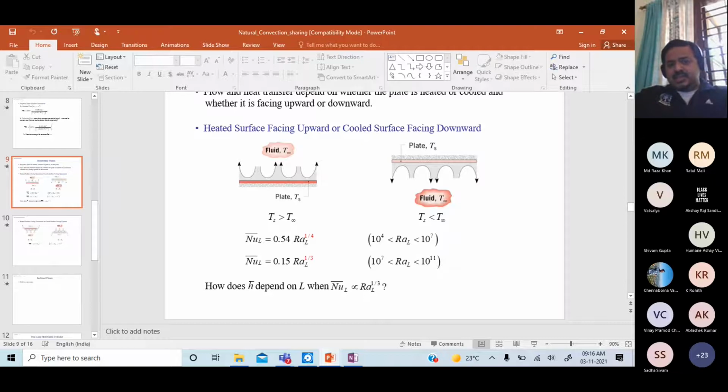Average Nusselt is h bar times L by k. So you have an L on the left hand side. And on the right hand side, again, you have Rayleigh to the power 1/3. Rayleigh has an L cubed inside. So which means that the exponent of L on the right hand side is again 1. So therefore, what it means is that for turbulent flow, or when the dependence is to the power 1/3, the average heat transfer coefficient is independent of the length of the plate.